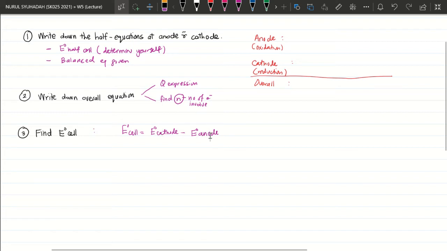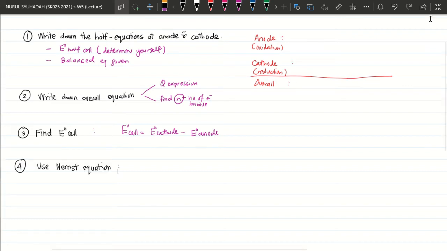And the value of the standard reduction potential, or the standard electrode potential, of cathode and anode, either you will find it from the SRP table, or the question will give you the value itself, or the question will already give you the E0 cell value. So it depends. If the E0 cell is not given, you need to find it. But if it's already given, then just use the equation. Okay, so that's step number 3.